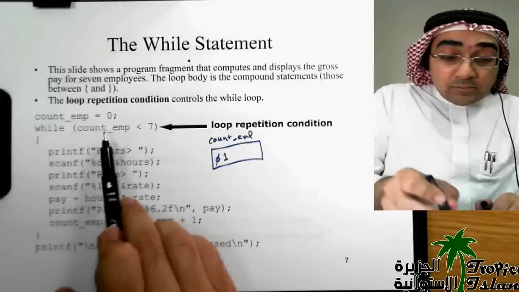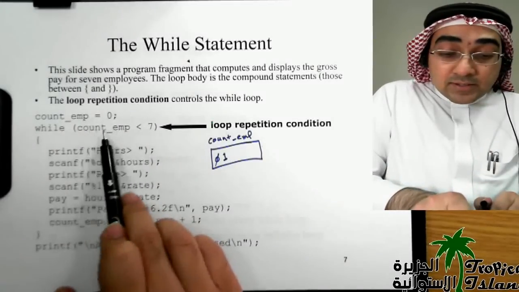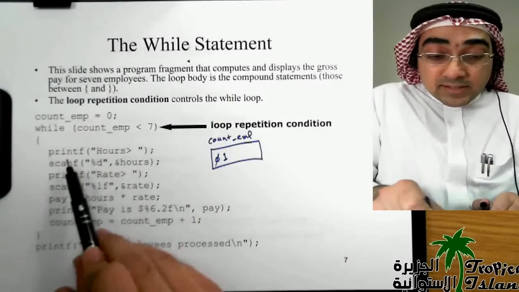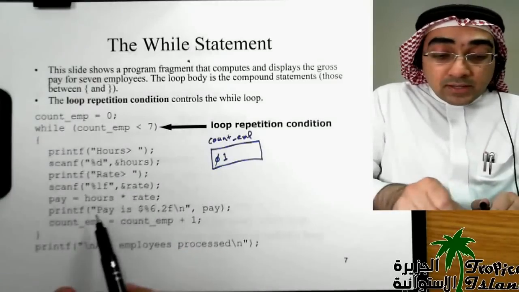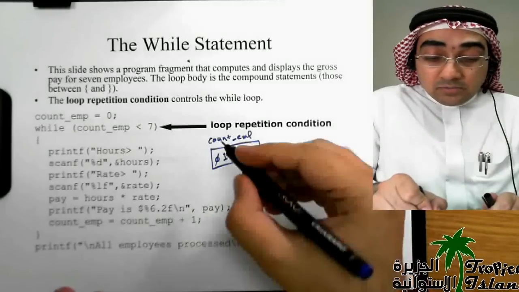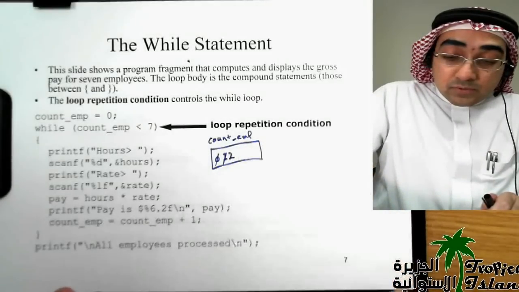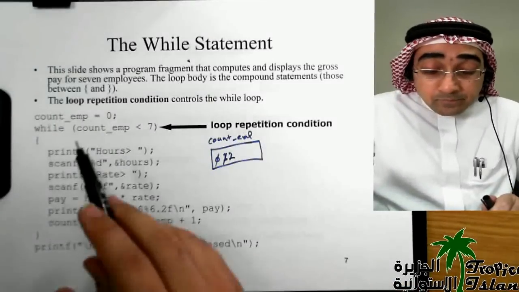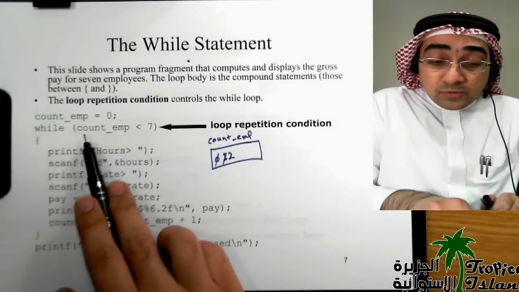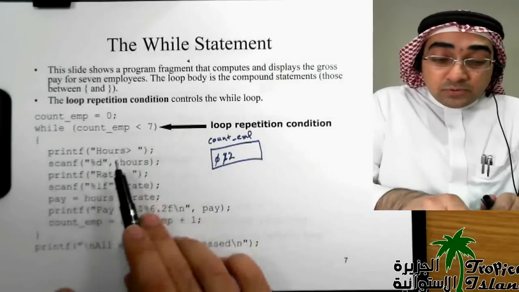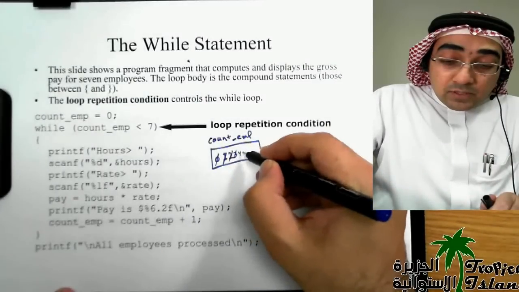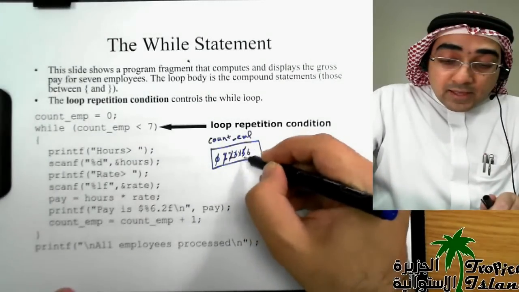Then you come back over here and check, is count employee less than 7? What's the value of count employee? 1. Is it less than 7? Yes, it is less than 7. So I'm going to print this again for the user, calculate the pay, and print the pay. And then I'm going to say count employee is count employee plus 1. So 1 is going to be lost, and I'm going to have 2. And then I'm going to come back and check the condition. Is the condition true? Yes, it is true. The count employee is 2. 2 is less than 7. So I'm going to be repeating this for 2, 3, 4, 5, 6.